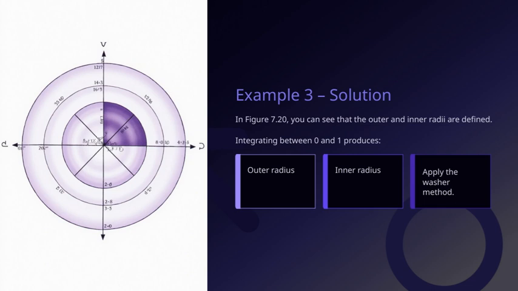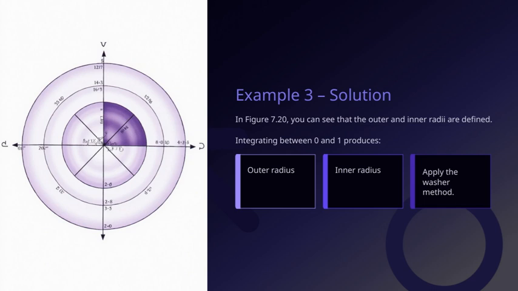In Figure 7.2, you can see clearly how these radii are defined. Notice how the inner radius is the distance from the axis of rotation to the inner edge of the region, and the outer radius extends to the outer edge. This setup allows us to calculate the volume by summing up these washers, or disks with holes, across the interval. And in our example, we've worked through the solution step by step to illustrate this process.